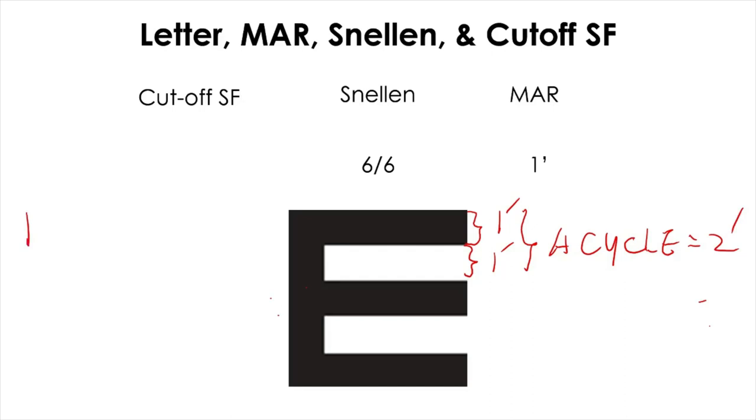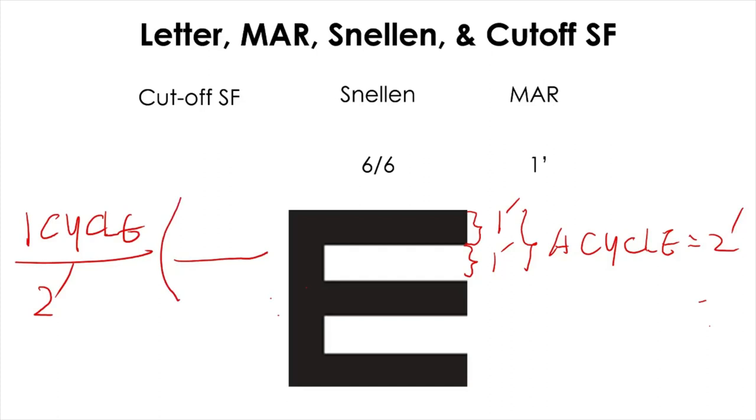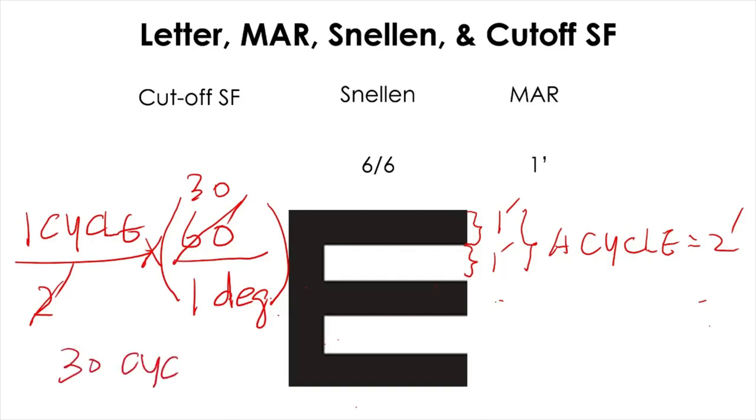So one cycle contains two arc minutes, right? And then there are 60 arc minutes in a degree, right? So if we do this, it just cancels to 30, and that becomes 30 cycles per degree. So if a person has 6/6 vision, then the expected cutoff spatial frequency will be 30 cycles per degree.